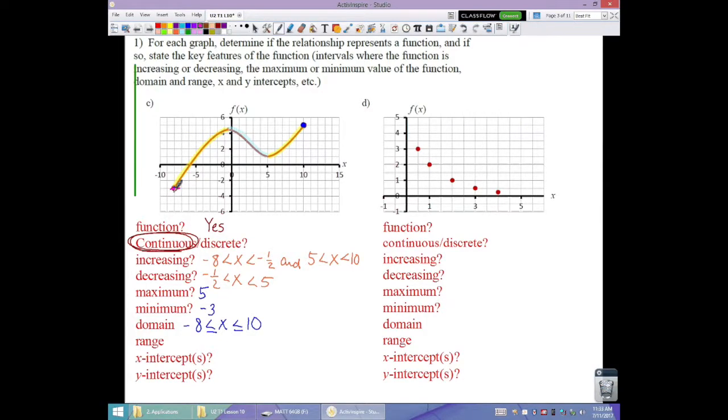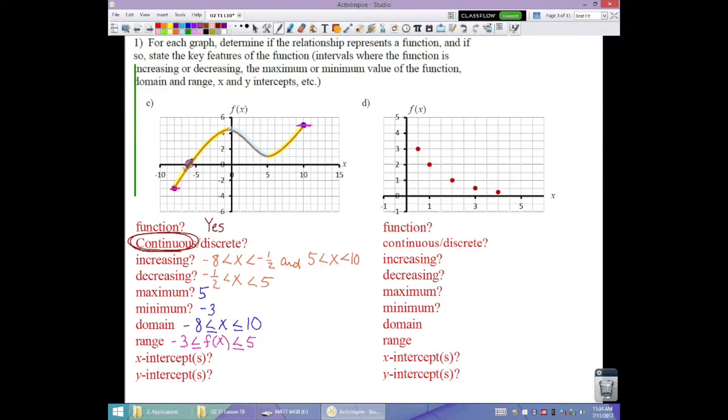Range, from bottomest to toppest, so from -3 to 5. And again, this is not a coincidence that our max and min are those same numbers. So -3 to 5, we do reach -3, we do reach 5.